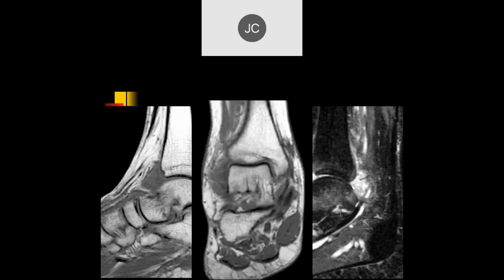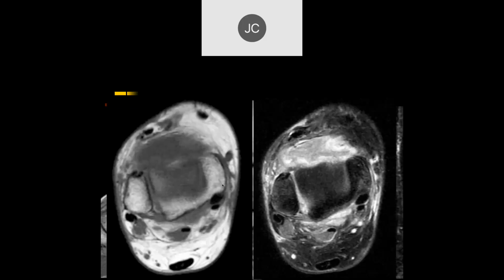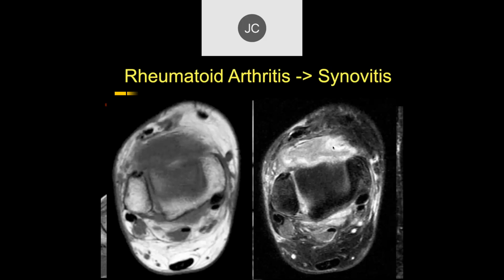Okay, coronal T1 on this low field scanner. And here we can see, again, more synovial thickening, possible effusion. Here are the axial images. We can see all this thickening, and again, this is not uniform like fluid. This was all synovial thickening, and this was synovitis and rheumatoid arthritis.